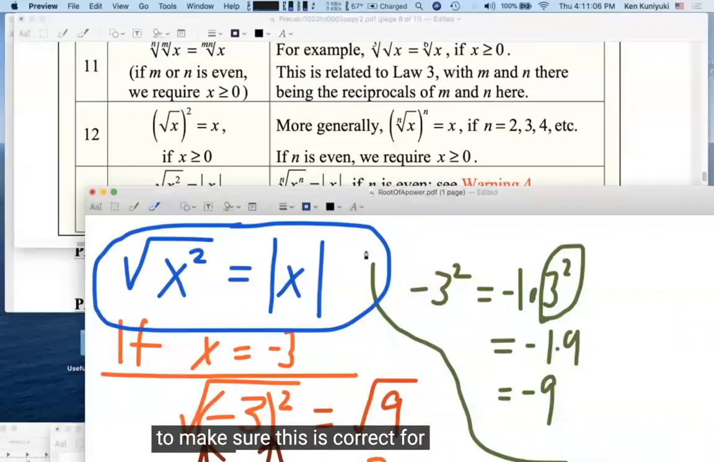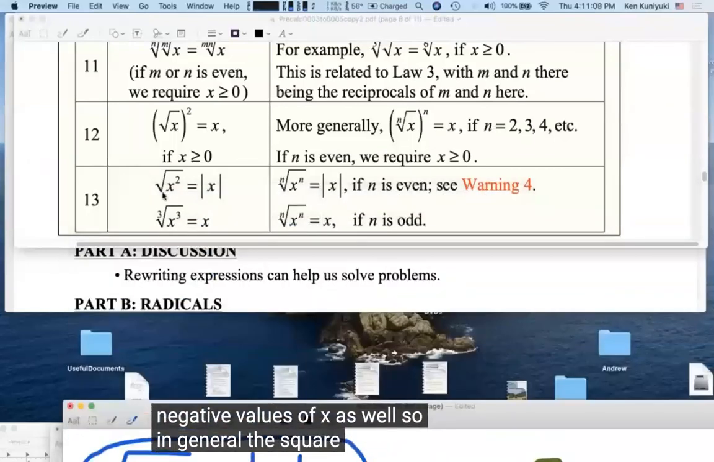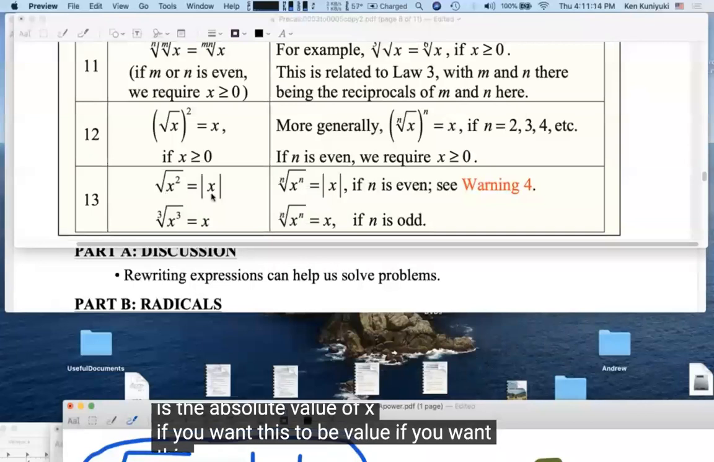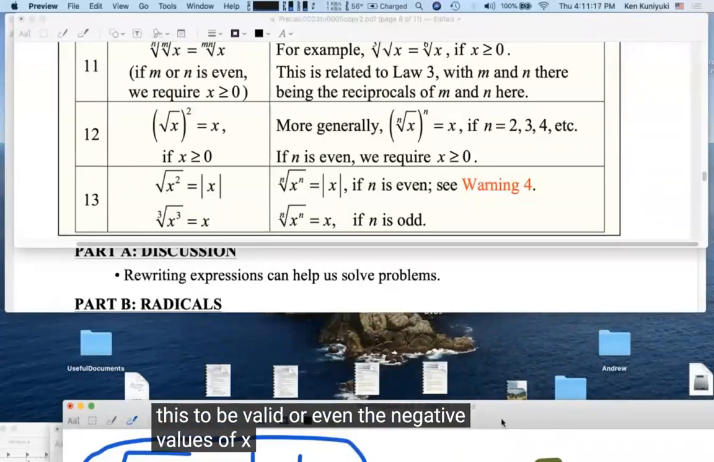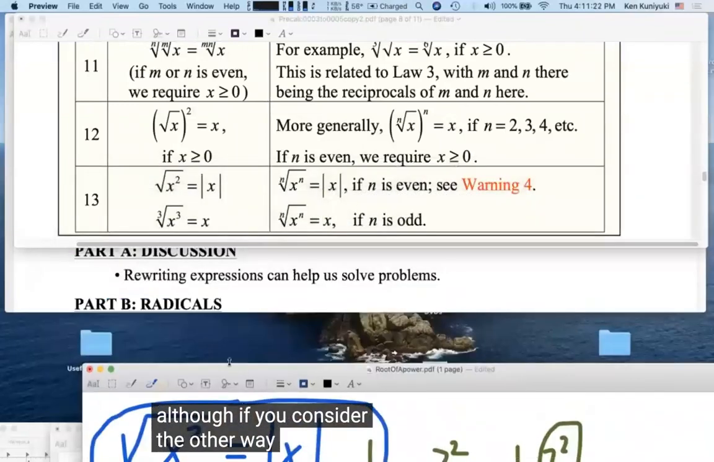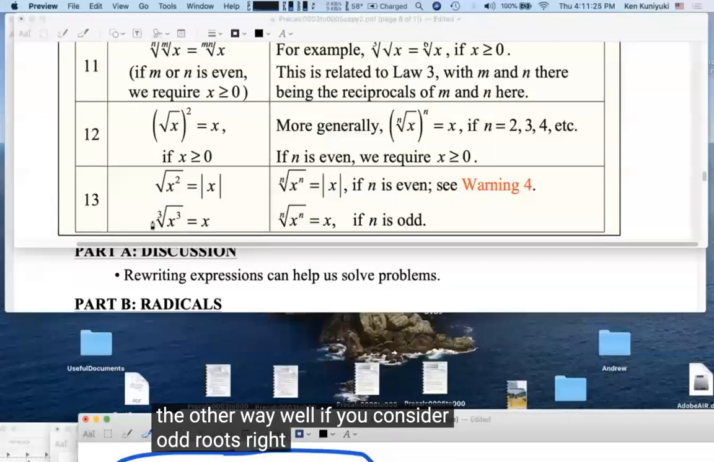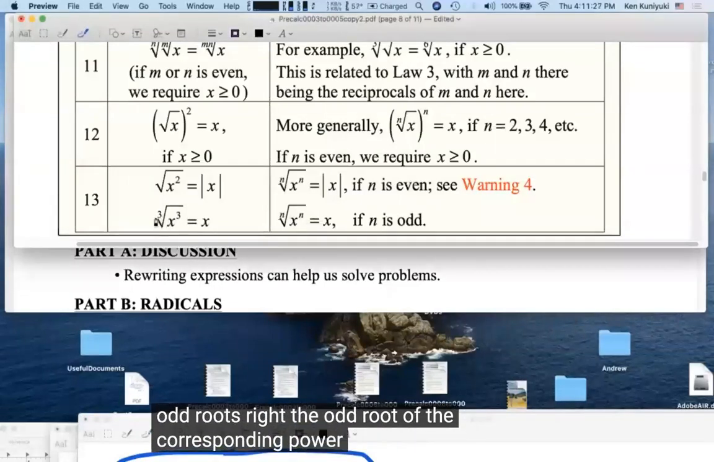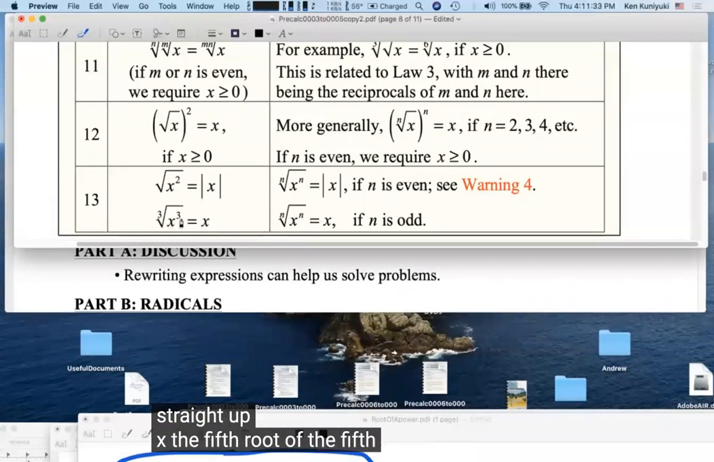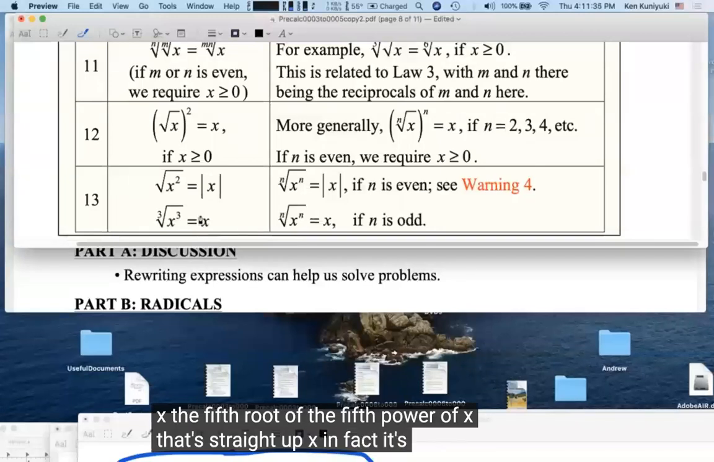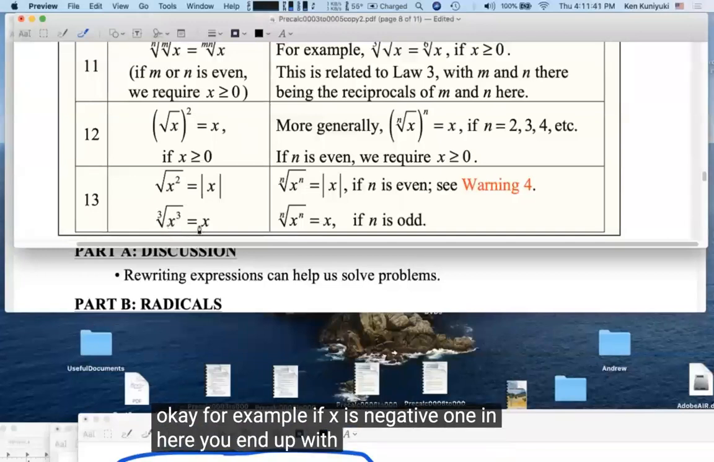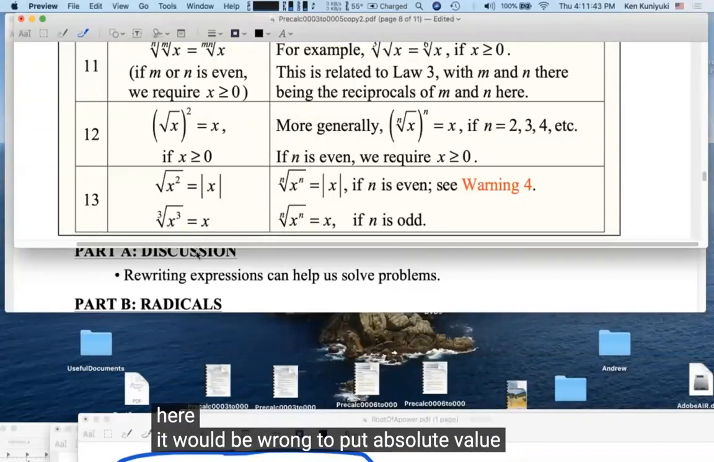To make sure this is correct for negative values of x as well. So in general, the square root of x squared is the absolute value of x, if you want this to be valid for even the negative values of x. Although, if you consider odd roots, the odd root of the corresponding power: the cube root of the cube of x, that's straight up x. The fifth root of the fifth power of x, that's straight up x. In fact, it's wrong to put absolute value. For example, if x is -1 in here, you end up with -1 out here. It would be wrong to put absolute value.